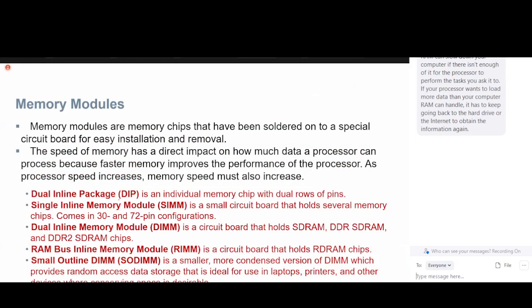The speed of the memory has a direct impact on how much data a processor can process, because faster memory improves the performance of the processor. As processor speed increases, the memory speed must also be increased.